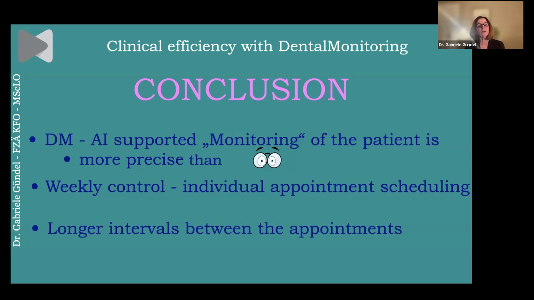Definitely, we have longer intervals between the appointments, not every 4 or 6 weeks. We have appliances which are active over 8 weeks, elastic chains, arch wires, everything is really active for at least 8 weeks. Sometimes we see our patients every 10 weeks, and we give aligners for at least 10 to 12 weeks. If there is something to do, we see it with the dental monitoring concept. And we have a good documentation about the oral hygiene and the compliance.